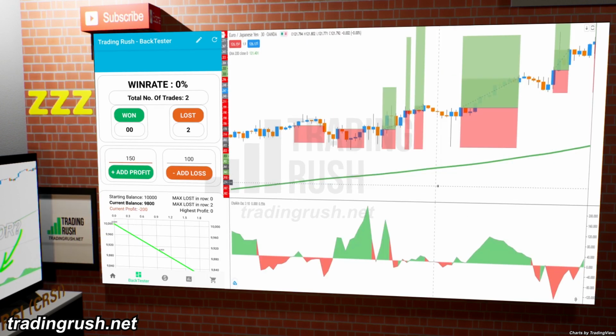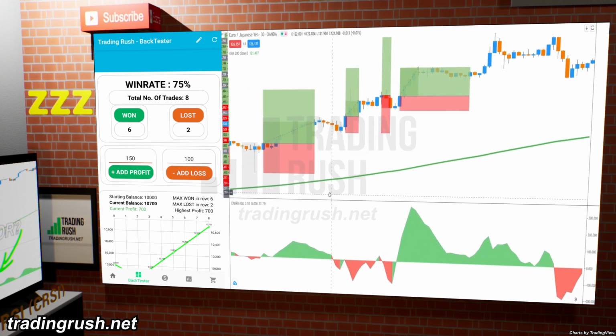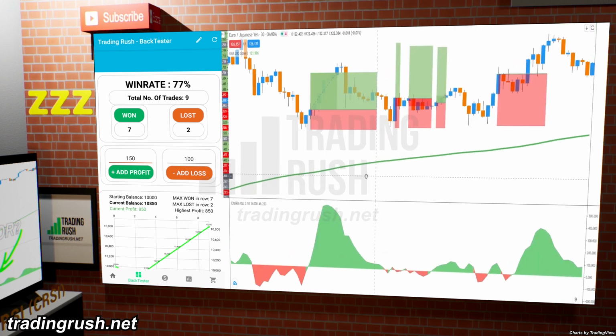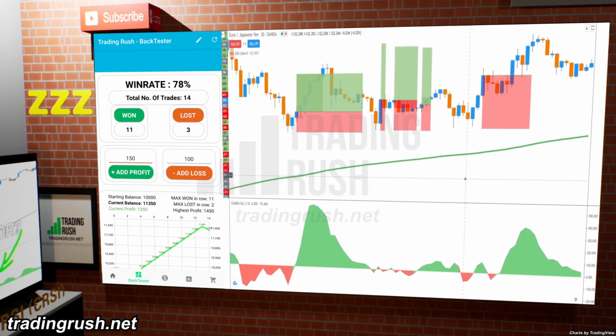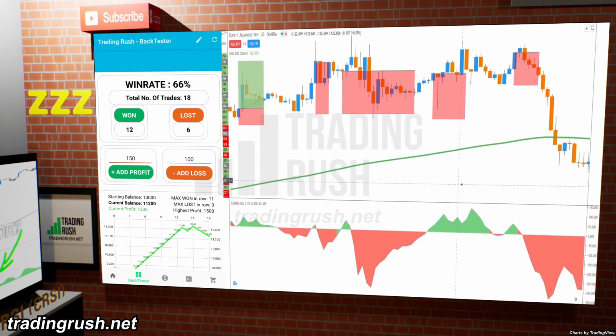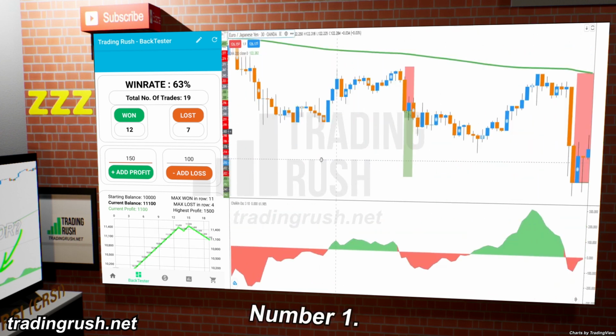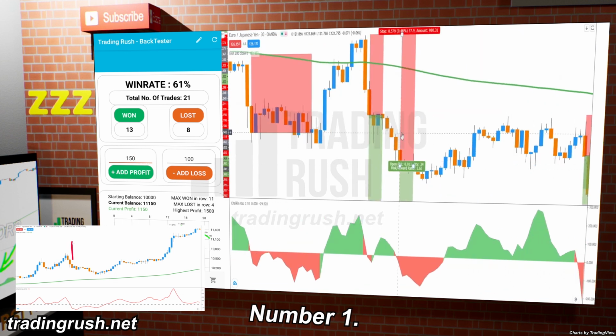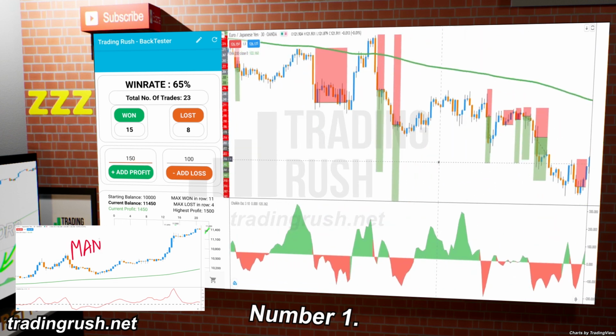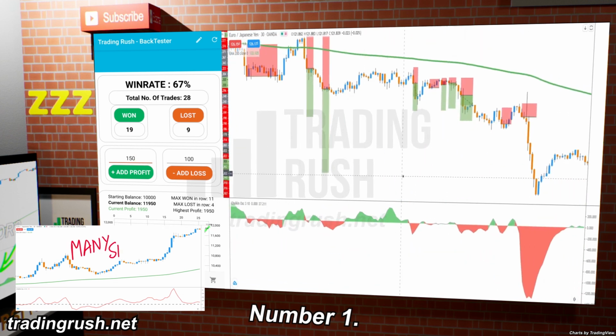The Tchaikon Oscillator trading strategy was tested on the 30 minutes time frame and on the Euro-JPY pair. And after testing the Tchaikon Oscillator 100 times, here's what happened. Number 1. At the start, when price was in an uptrend, Tchaikon Oscillator gave multiple winning trades in a row.